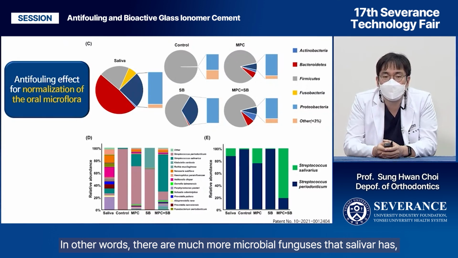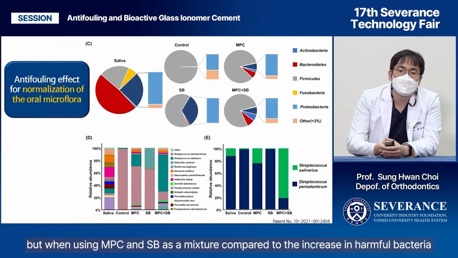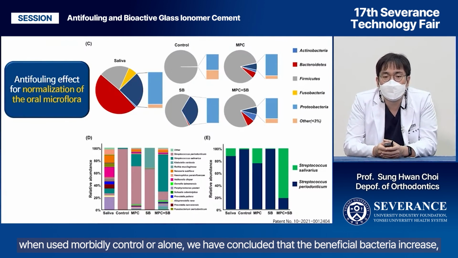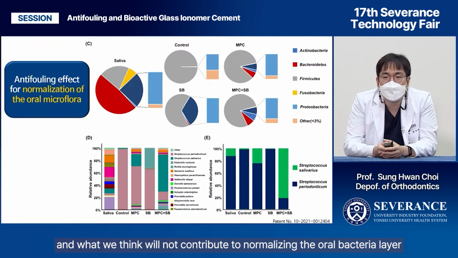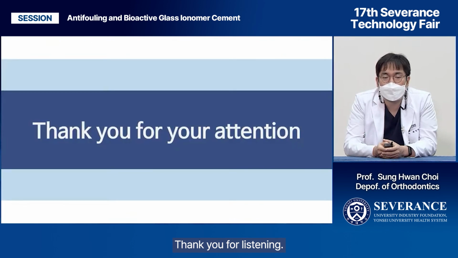In other words, there are many more microbial species that saliva has, but when using MPC and SB as a mixture, compared to the increase in harmful bacteria when used in the control or alone, we have concluded that the beneficial bacteria increase, and we think this will contribute to normalizing the oral bacterial layer by combining these things, rather than just providing a defensive effect or being bioactive. Thank you for listening.